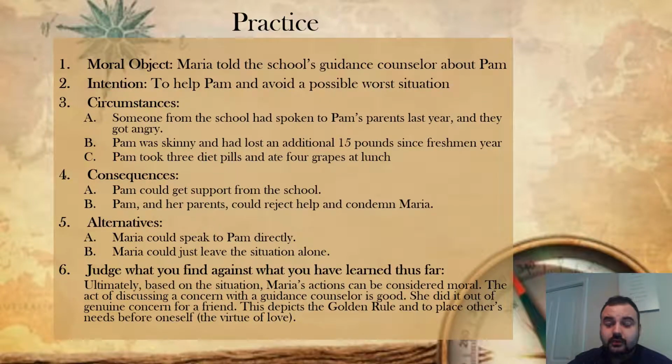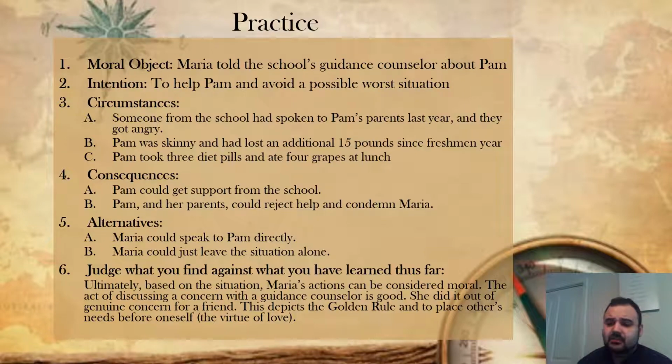All right, so let's look at the answer to this scenario. Ultimately, the object in question, the dilemma she's trying to figure out, her ultimate action, is that she told the school's guidance counselor about Pam. Right? That's the action ultimately in question. Why did she do it? Her intention? Well, to try to help Pam and avoid possibly a worse situation.